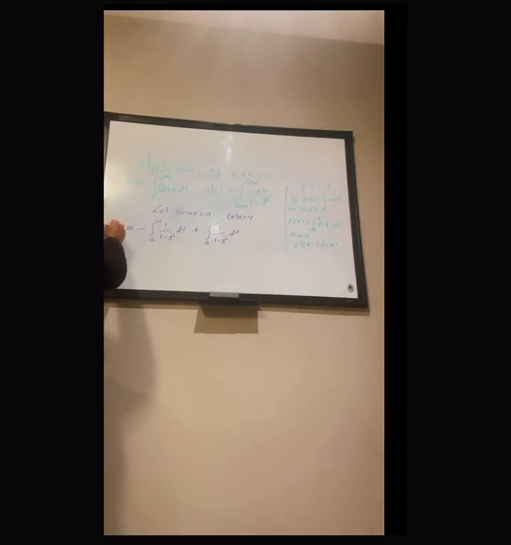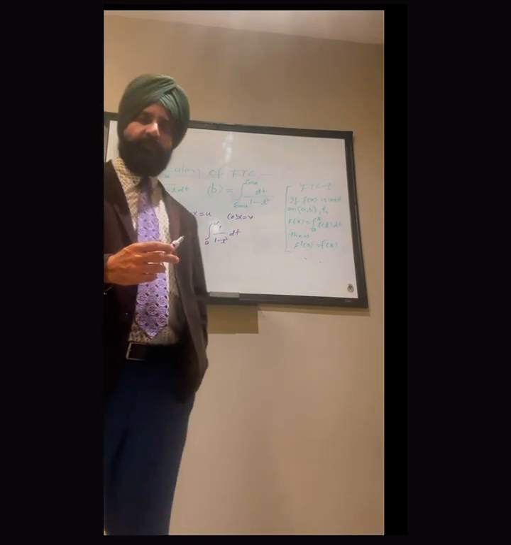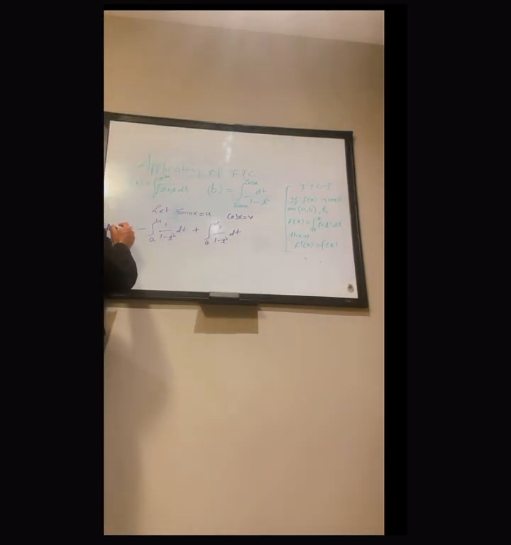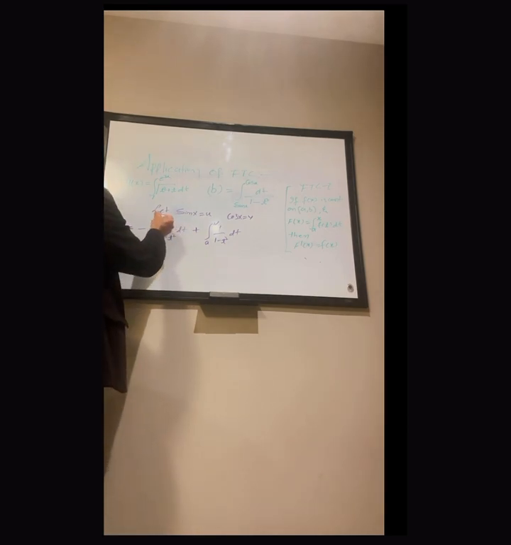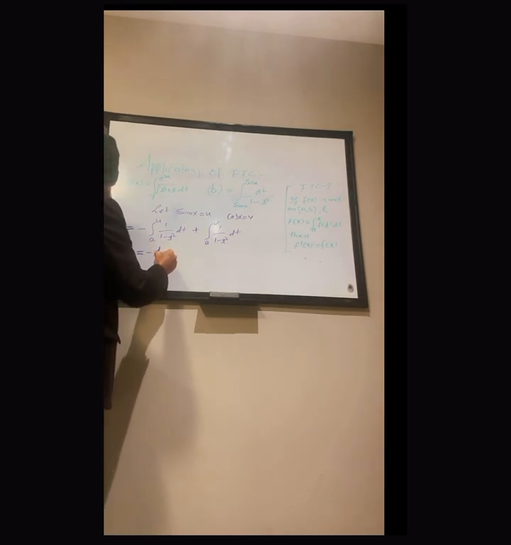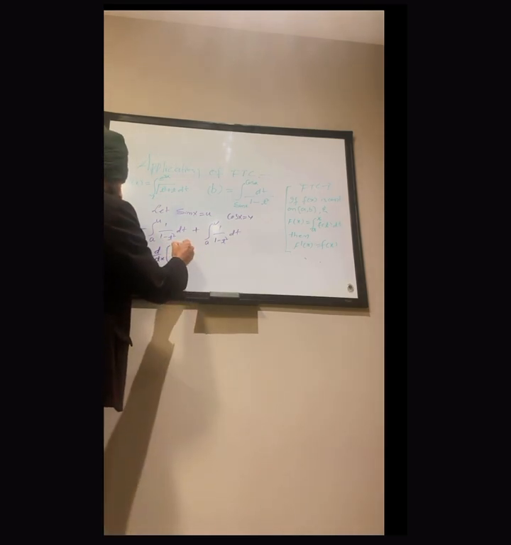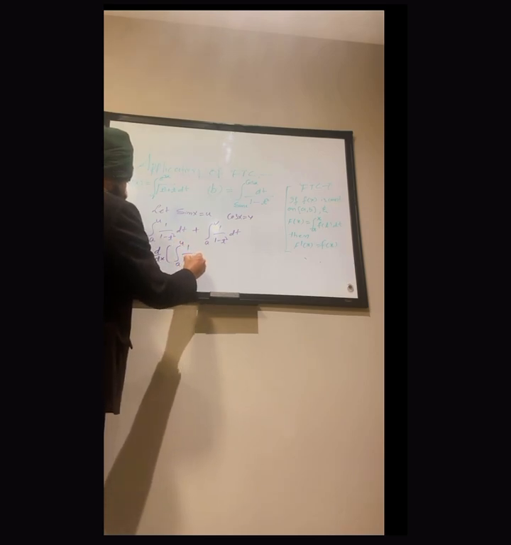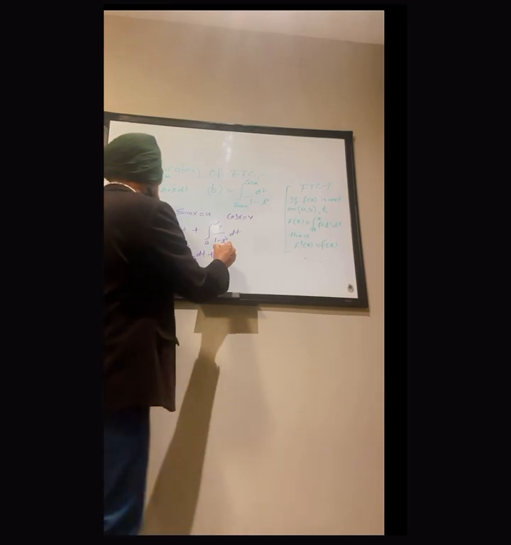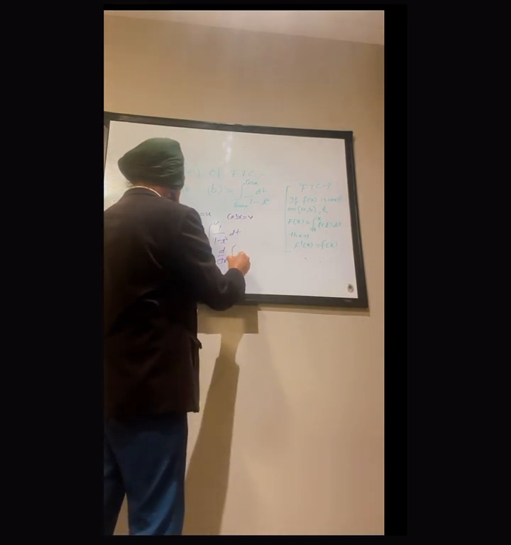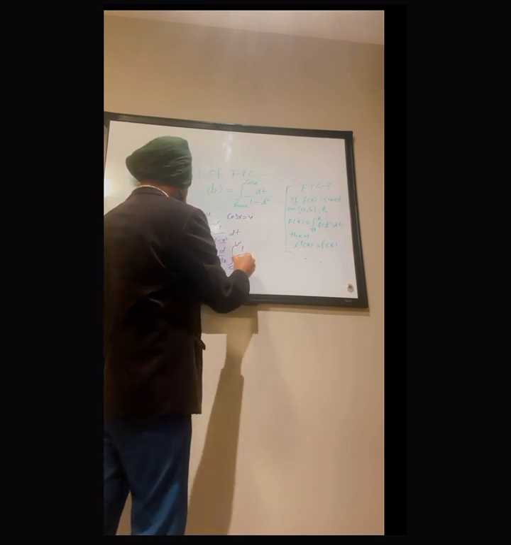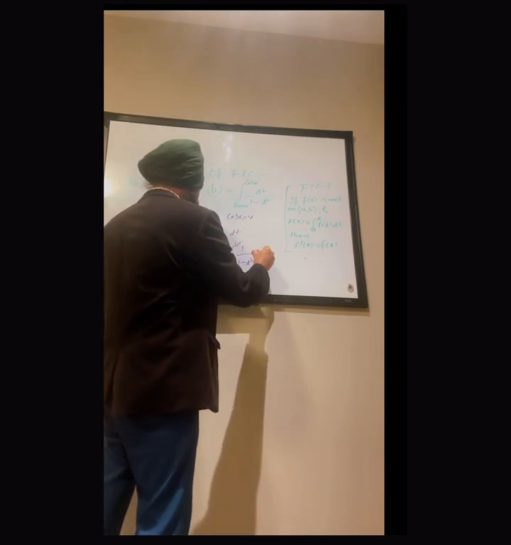Here R of x was like this. Now differentiating both sides with respect to x, d/dx of R of x, which is R dash x, is equal to d/dx of this: negative d/dx of the integral from a to u of 1 upon 1 minus t squared dt plus d/dx of the integral from a to v of 1 upon 1 minus t squared dt.